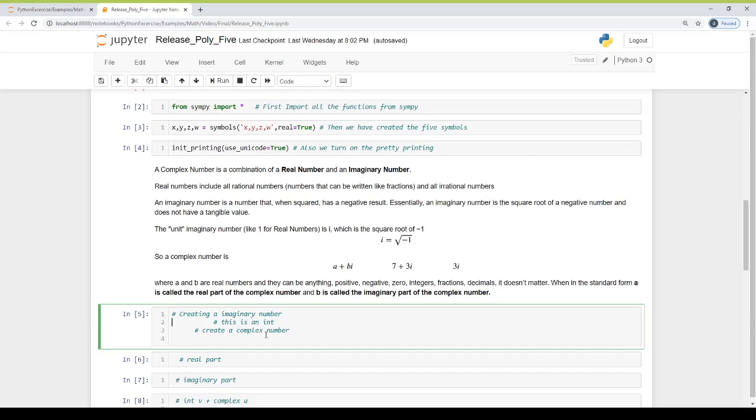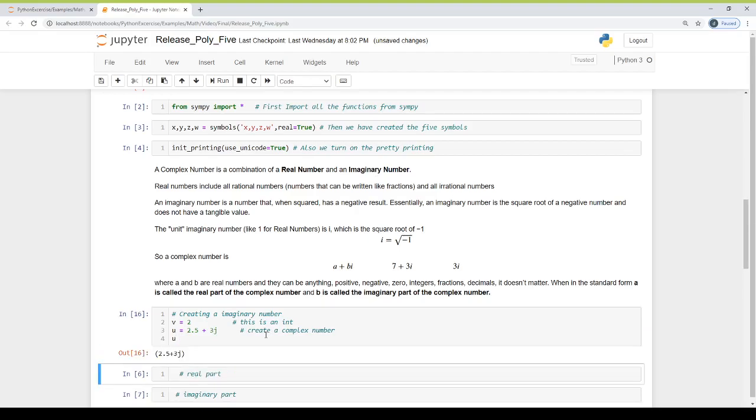Creating an imaginary number. For example, we have v is equal to 2, which is an integer number. u is equal to the first real part a, 2.5, plus the second part b, that is 3, and the unit imaginary j. So print u. When you print u, it displays 2.5 plus 3j.